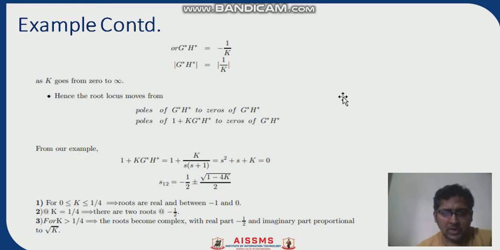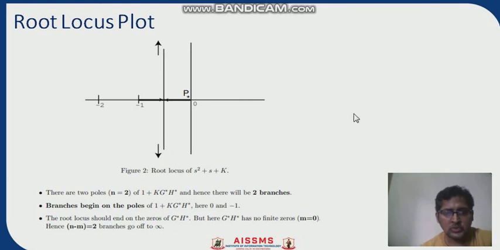For this case, when the k value lies between 0 and 1 by 4, the roots are real and between minus 1 and 0. If k equals 1 by 4, then there will be two equal roots at minus half. If k is greater than 1 by 4, then the roots become complex, with real part minus half and imaginary part varying with k. So these are the two poles, n equal to 2, for this particular system.